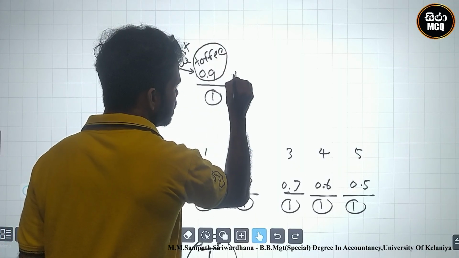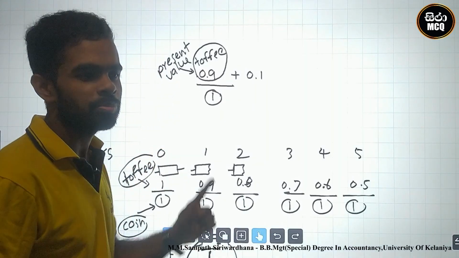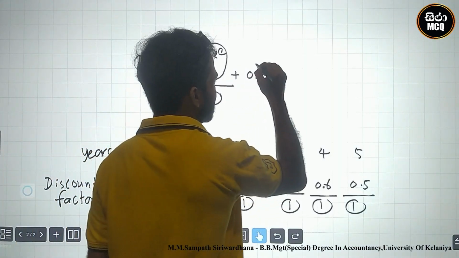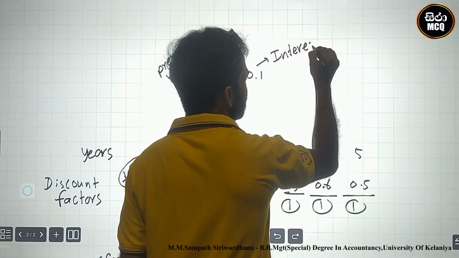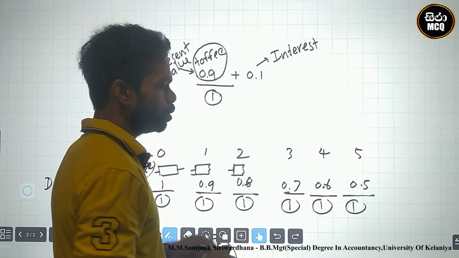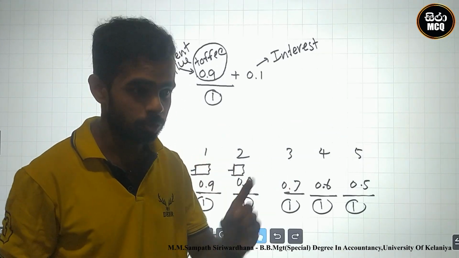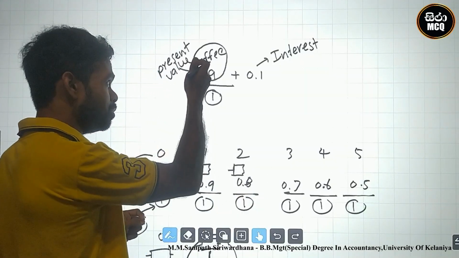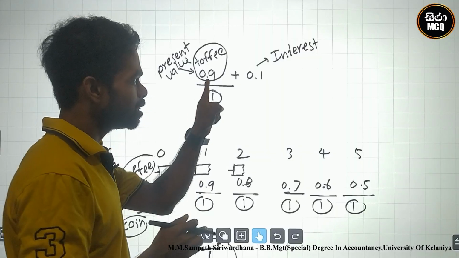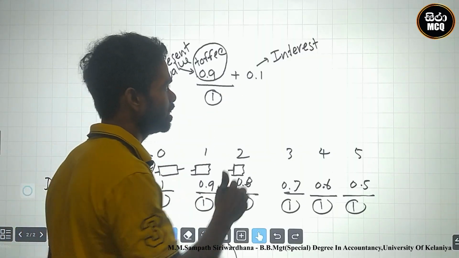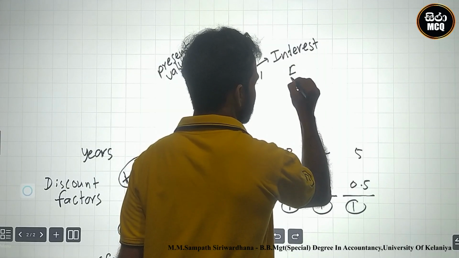What is the remaining balance? 0.1. What is the 0.1? Interest. Okay, this is the interest. Interest meaning, you give the seller 1 rupee, but he gives you 0.9 toffee. Why? 0.1 is the expected return, therefore he hides it. Interest is the expected return.